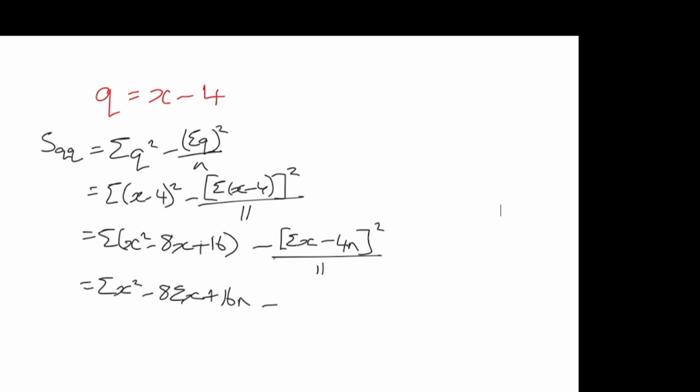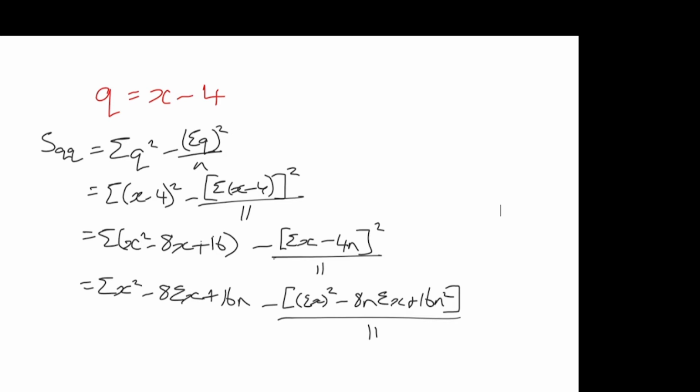And here in the numerator, if we square that bracket, I get the sum of x squared minus 8n sum of x plus 16n squared, all over 11. Okay, this looks to be getting complicated, but some of these things are going to cancel out of each other and leave us with something quite nice.